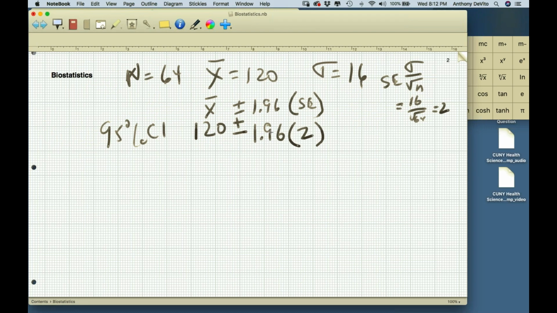I'm going to round it off. I'm going to say 2 times 2 is 4. So our 95% confidence interval is 120 minus 4 is 116, comma, 124, right? We're 95% sure the true mean, mu, for this population is between 116 and 124.